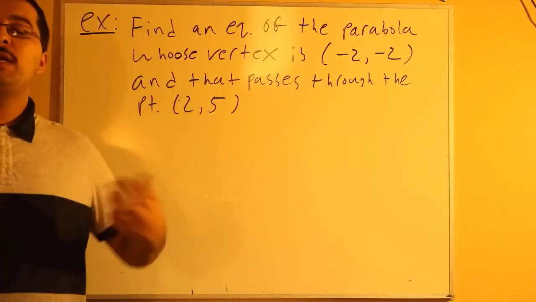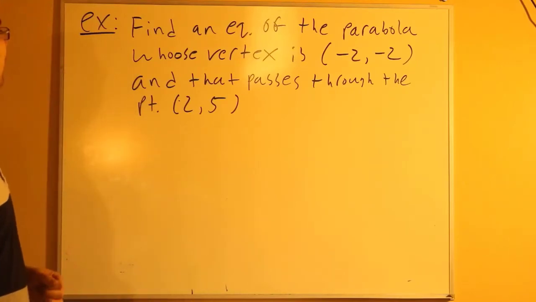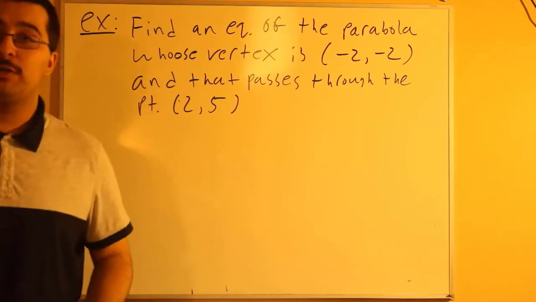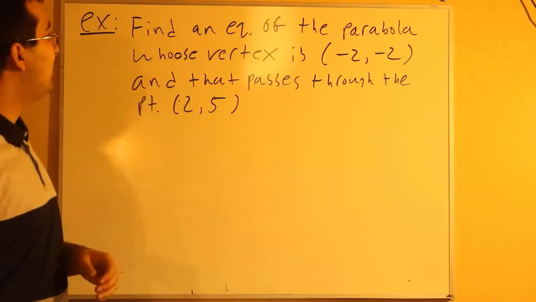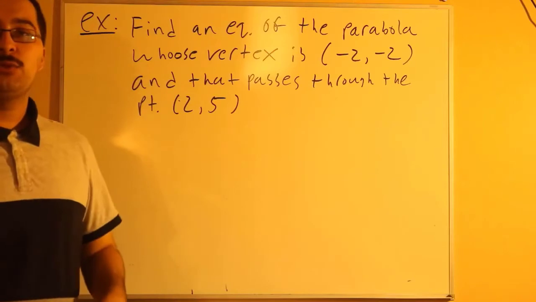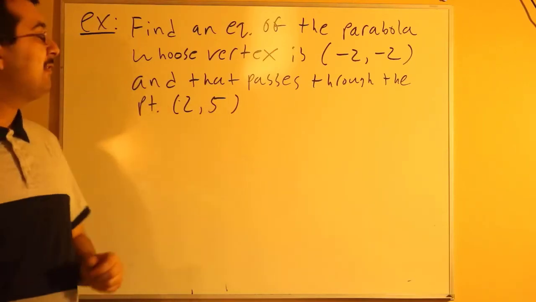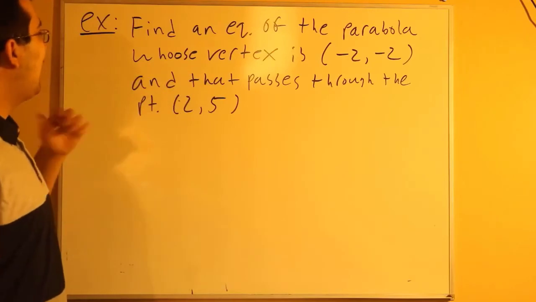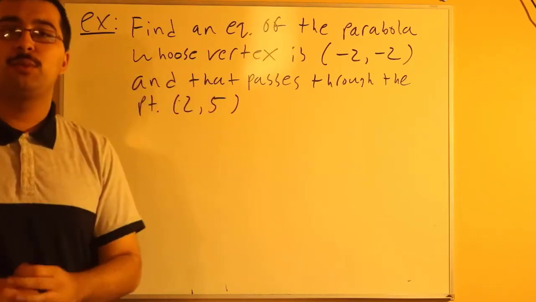Okay, so here will be our second type of example. Let's go ahead and find the equation of the parabola, or in other words, let's find a quadratic equation whose vertex is -2, -2, and that passes through the point 2, 5. So I have to have the vertex be -2, -2, and if I plug in 2 into this equation, it should output 5. That's what we're looking for.